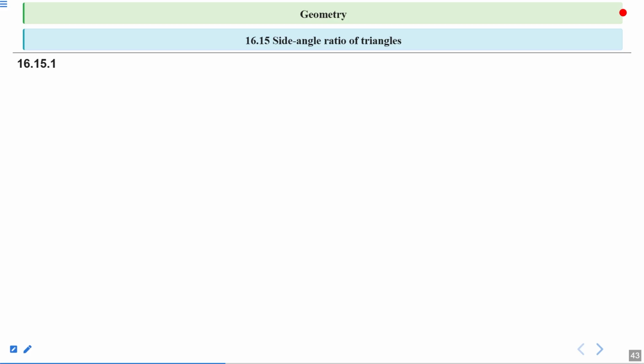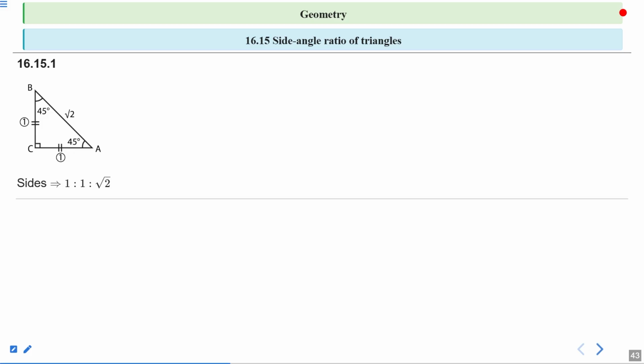Next one. Side angle ratio of triangle. This is the diagram in which angle B and angle A are 45 degrees and angle C is 90 degrees. So the relation between them is the side ratio becomes 1 ratio 1 ratio root 2. The hypotenuse becomes root 2 and the other two sides will be 1, 1.